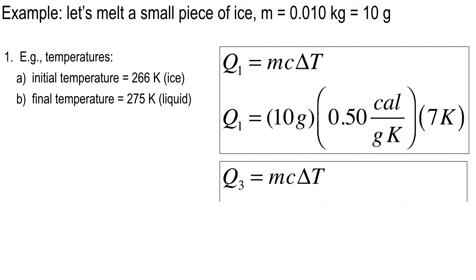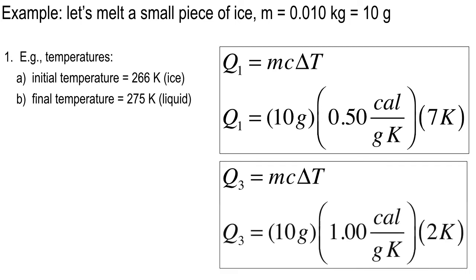Molly, here's my second tilted line segment. This is Q3, and I have different numbers here. The mass is still the same, still 10 grams, but now I have a specific heat of 1.00. And now I'm going from 273 up to 275. There's the other 2 degrees that you were thinking about.